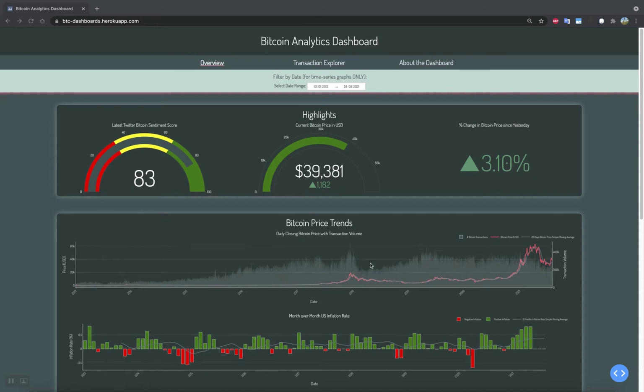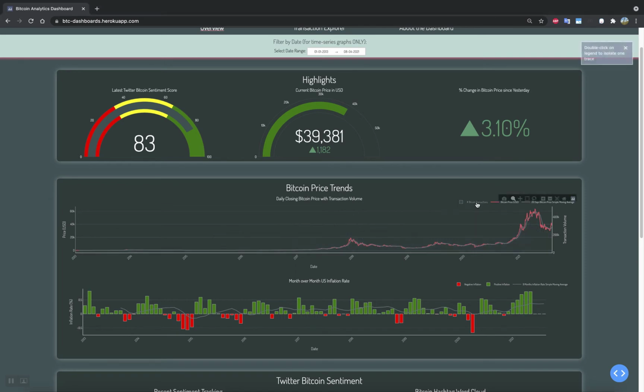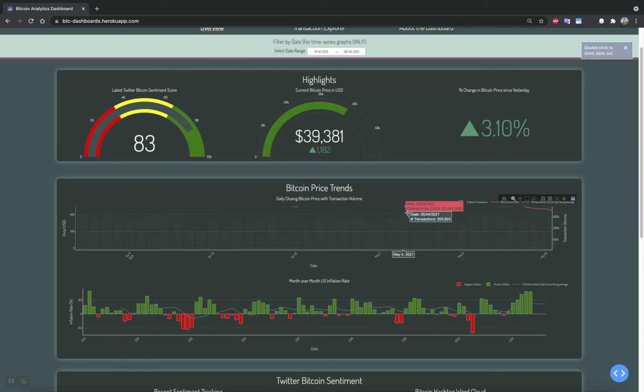For the Bitcoin price trends graph and inflation rate, we have these two. The first one is just to see if there's any correlation between Bitcoin pricing and inflation rate. On the top graph, we also have the number of transactions per day, shown as a bar graph in the background, as well as a simple moving average of the Bitcoin price. Each of these different data sources, you can select to remove them or to show them, as well as zoom in to a specific point here.